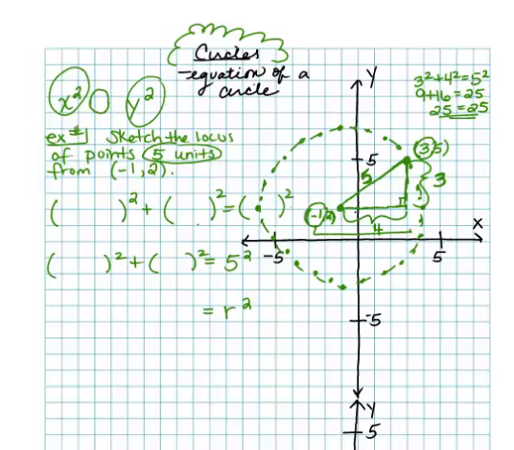I'm going to try this. 3 take away negative 1. And that will give me 4 for the base of this triangle. And all I did was I took the point on the circle and subtracted this.